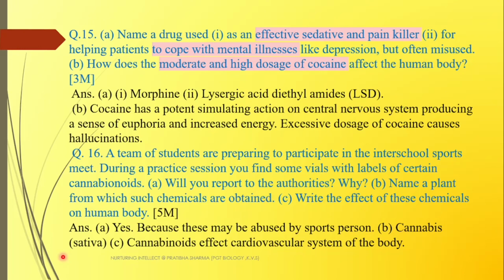So cannabis sativa, cannabinoids है. Write the effect of these chemical on human body. So cannabinoids क्या करते हैं? They affect cardiovascular system of the body.